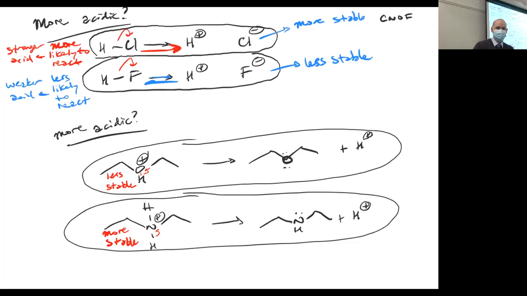We want to know how much it wants to go forward compared to something else. Well, they'll want to go forward if they have, like in this case, a very stable product, or like in this case, they have a very unstable starting material. So this is a less stable reactant, meaning that it's more likely to react. And still, more likely to react means stronger acid.